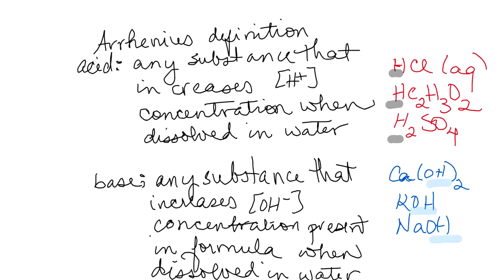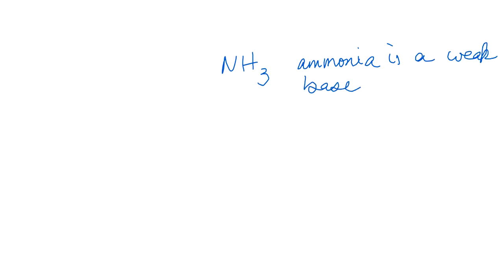The problem, of course, is what do we do with substances like ammonia? So ammonia is a weak base. But there's no hydroxide present. So how can we look at bases when there's no hydroxide present in my molecular formula? So Bronsted-Lowry came up with a definition. It's a bit more general.